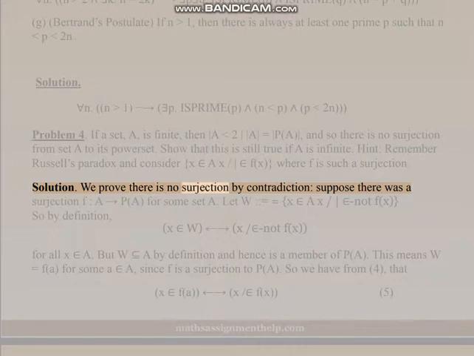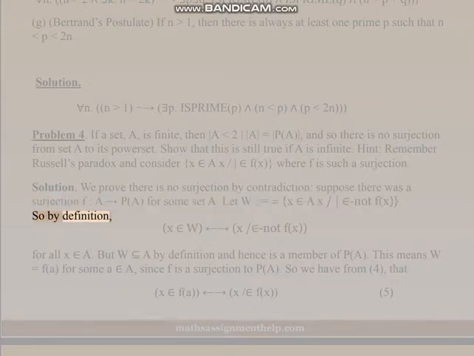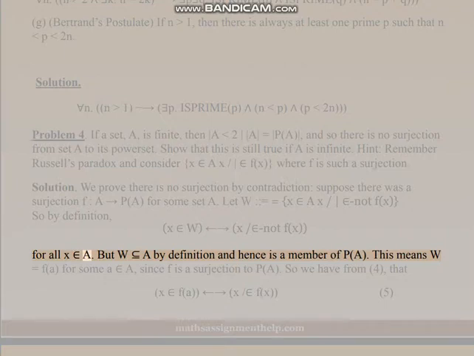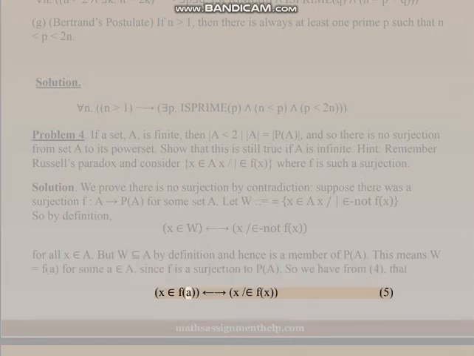We prove there is no surjection by contradiction. Suppose there was a surjection f from A to P(A), for some set A. Let W equal {x in A | x not in f(x)}, so by definition, x is in W if and only if x is not in f(x), for all x in A. But W is a subset of or equal to A by definition and hence is a member of P(A). This means W equals f(a), for some a in A, since f is a surjection to P(A). So we have from before that x is in f(a) if and only if x is not in f(x), 5.